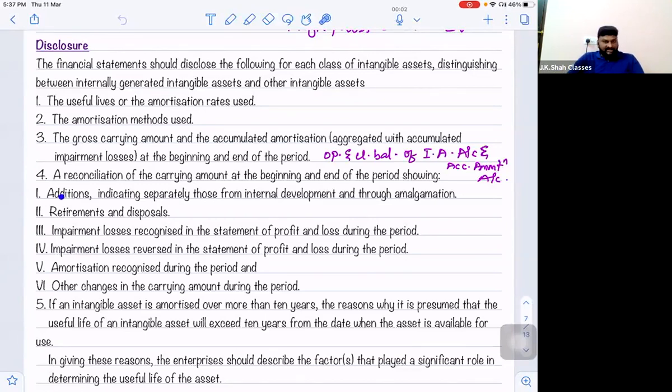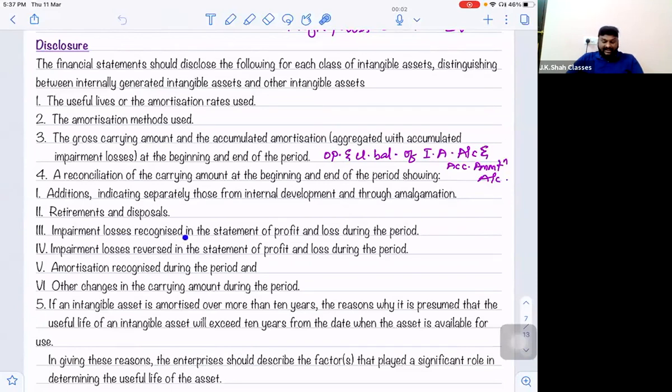So starting with additions, indicating separately those from internal development and through amalgamation. Means if you have added some new intangible assets in your enterprise, then you have to indicate them separately if it is through internal development, that is self-generated, or if it is from amalgamation, that is any intangible asset arising because of amalgamation, then they have to be disclosed separately in the reconciliation also. But if you are separately acquiring it, no problem. Retirements and disposals means whatever intangible assets are eliminated from the balance sheet, that will be considered in the reconciliation.